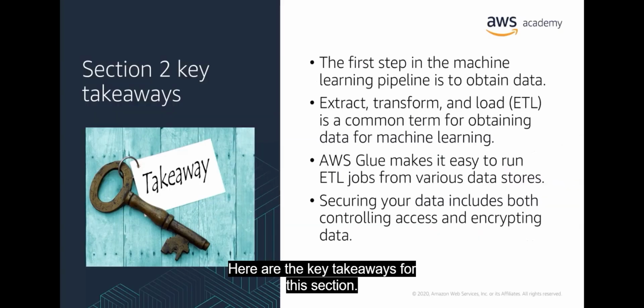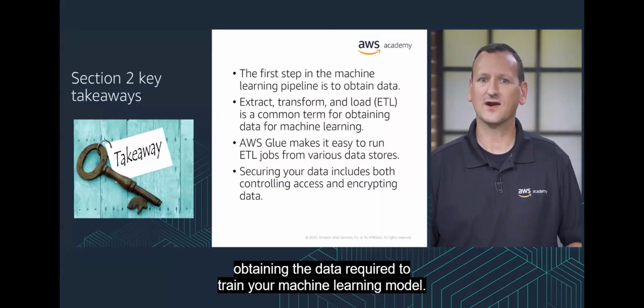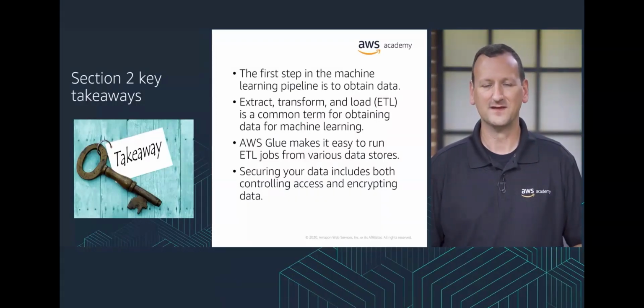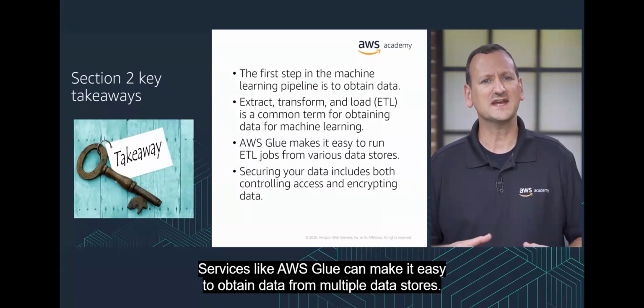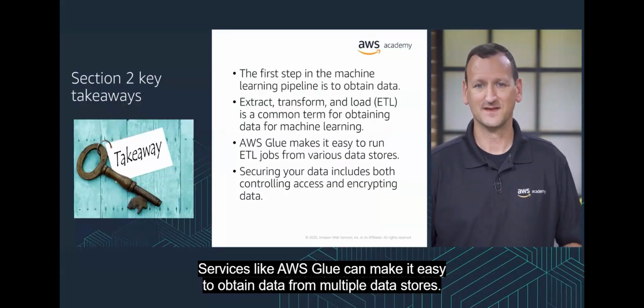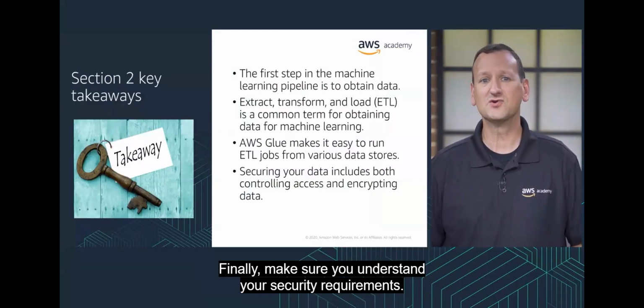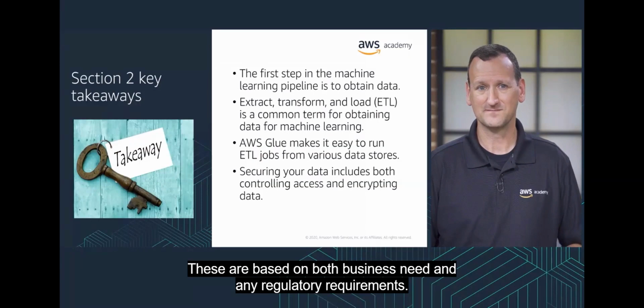Here are the key takeaways for this section. We looked at the first step in solving machine learning problems, obtaining the data required to train your machine learning model. We also reviewed how ETL can be used to obtain data from multiple sources. Services like AWS Glue can make it easy to obtain data from multiple data stores. Finally, make sure you understand your security requirements. These are based on both business need and any regulatory requirements.